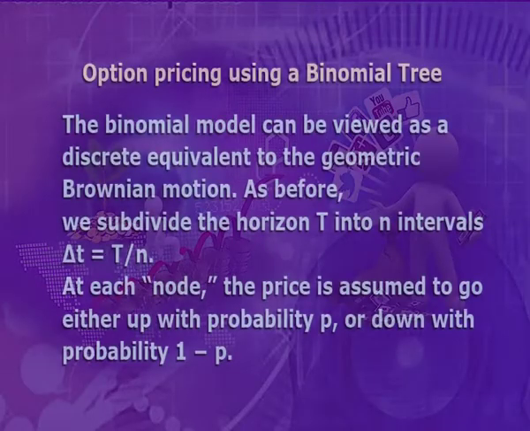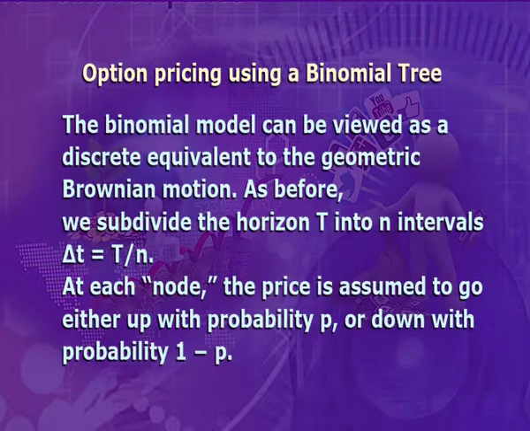In each time step, it has a certain probability of moving up by a certain percentage amount and a certain probability of moving down by a certain percentage amount. Option pricing using a binomial tree. The binomial model can be viewed as a discrete equivalent to the geometric Brownian motion. As before, we subdivide the horizontal t into n intervals. Delta t is equal to capital T divided by small n. At each node, the price is assumed to go either up with probability p or down with probability 1 minus p.